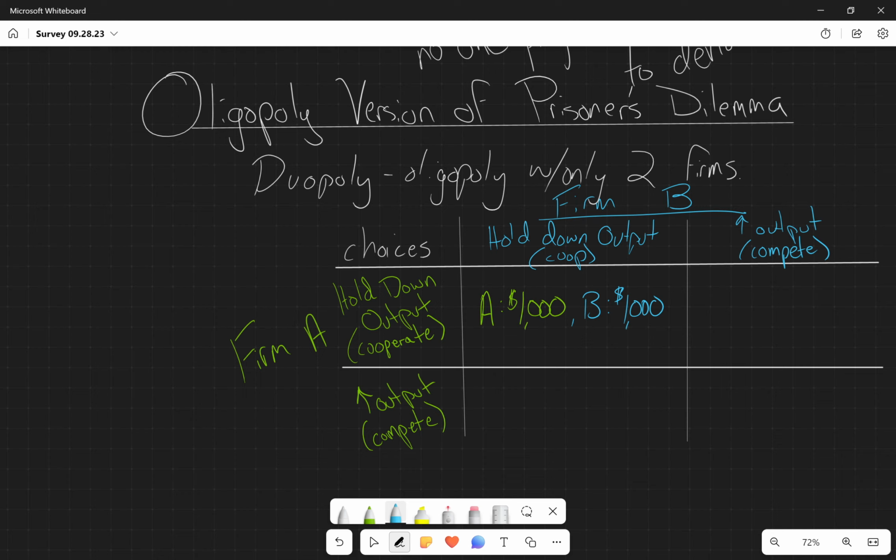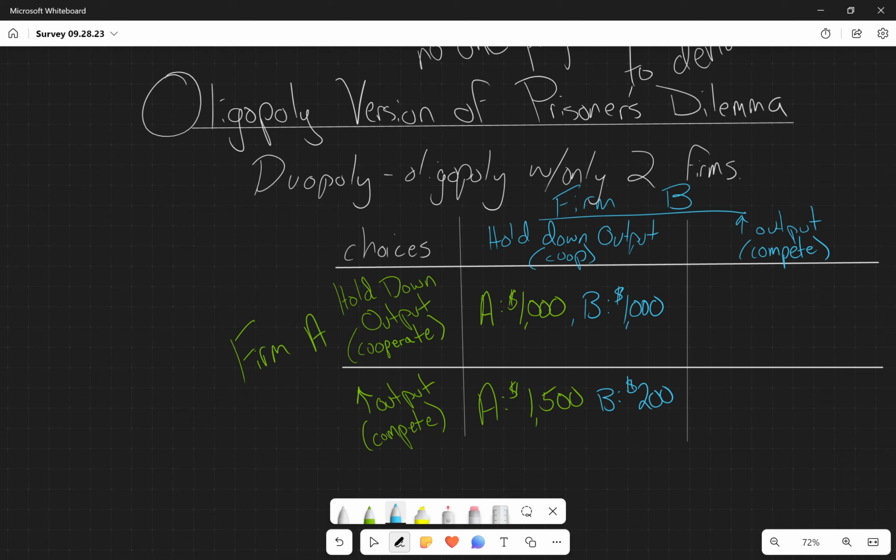Now, what if firm A were to increase the output while firm B holds it down? Well, firm A, in their competing, right, that extra output means they're going to get more sales, right? So A is going to end up with $1,500, and B is going to end up with $200 in this scenario. A is going to eat B's lunch, right?